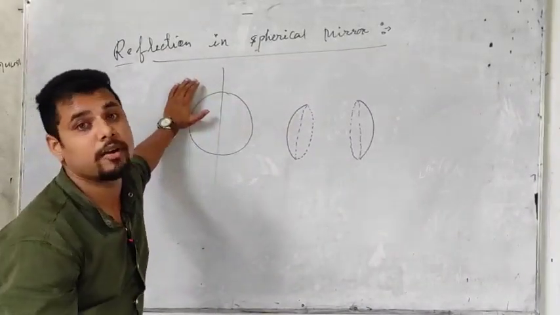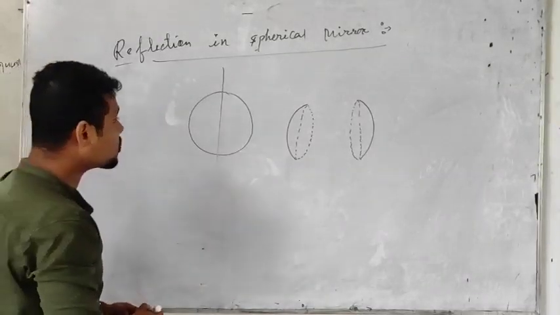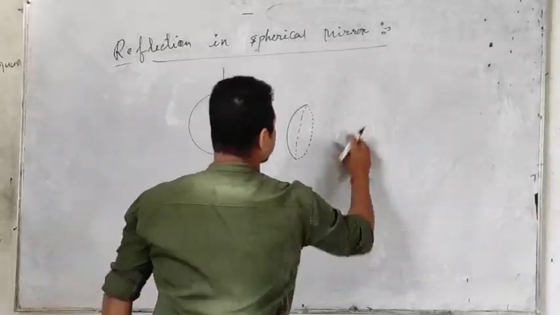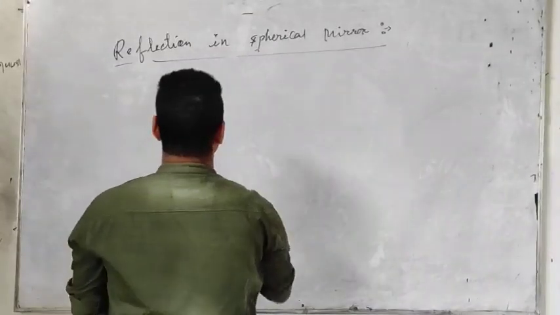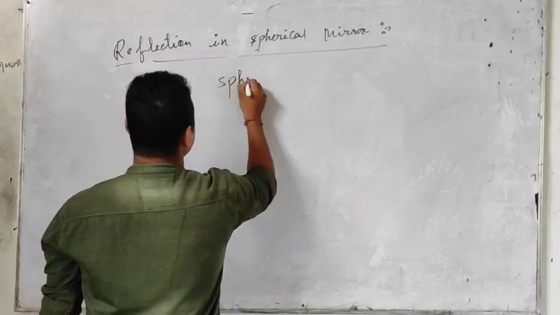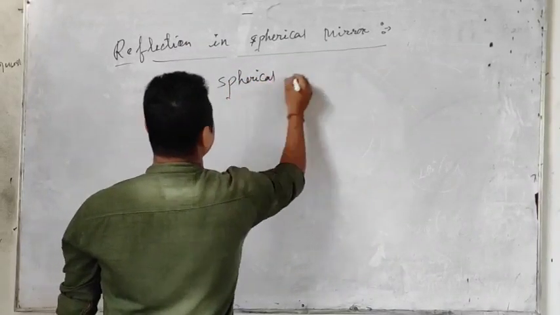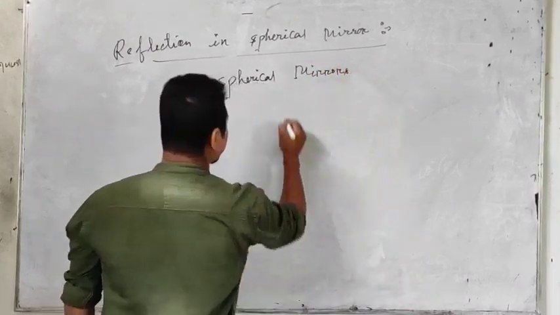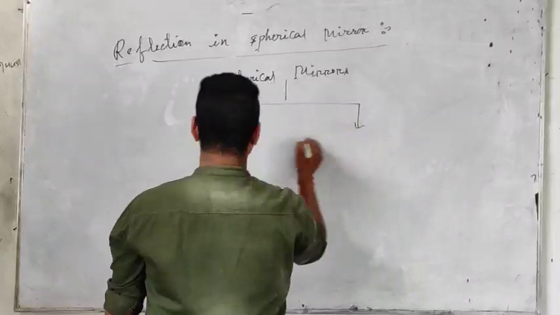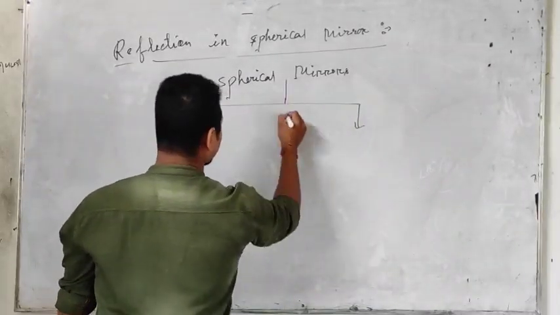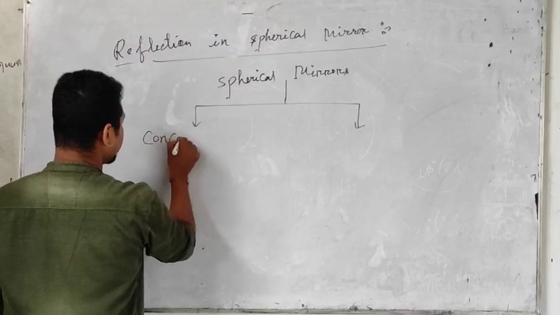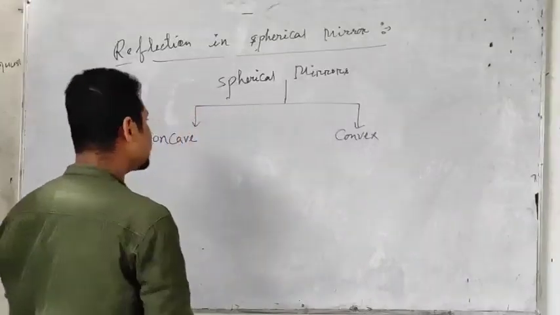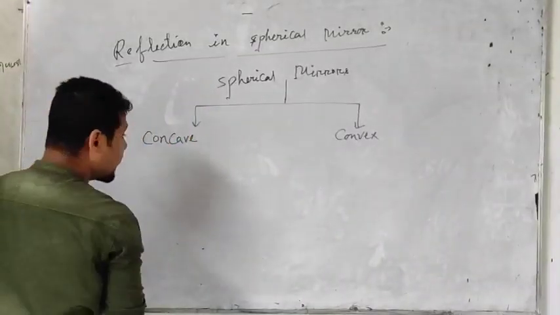Two types of classification are made. That means classification of spherical mirrors. So, mainly two types. What are these? Number one is the concave mirror, and the next one is the convex mirror. Clear? Right?